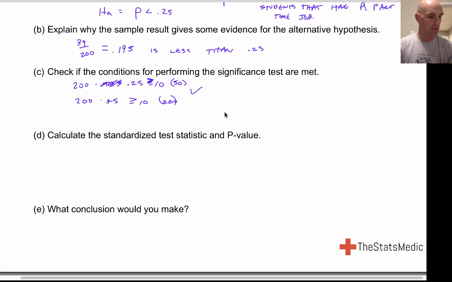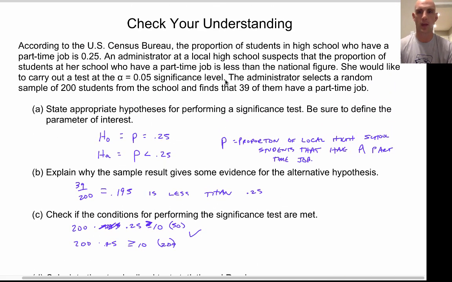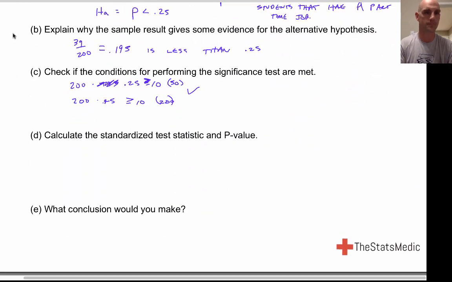So next what we're going to look at is, is it a random sample? Well, when we look back in the problem here, what we have is an administrator at a local high school who suspects that the proportion at her school who have a part-time job is less than the national figure. She would likely carry out a test at the alpha 0.05 significance level and selects a random sample. So right there, because this is a random sample, we're going to take that from the problem. So for random, we can say yes, and we can quote it: random sample.